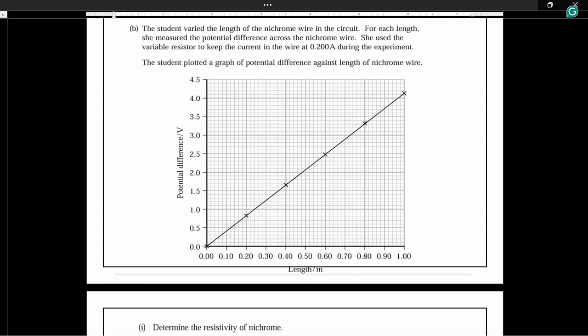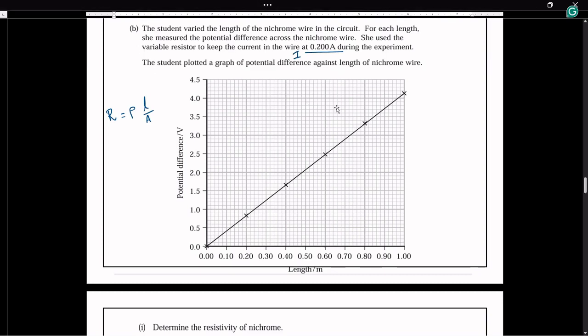So we have an equation for resistivity in terms of resistance. Resistance is rho L over A. This is the equation you studied. But here length is given, voltage is given, nothing is mentioned about the area of the nichrome wire. But it says that for each length she measured the potential difference across the nichrome wire. She used the variable resistor to keep the current in the wire the same. She made a fixed current.